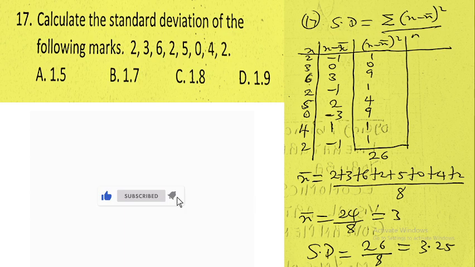So let me find that on my end so that I can tell you the answer. If you find the square root of 3.25, that will give us 1.8. So option C is the correct option for question number 17. That gives us 1.8 as the right answer for question number 17.